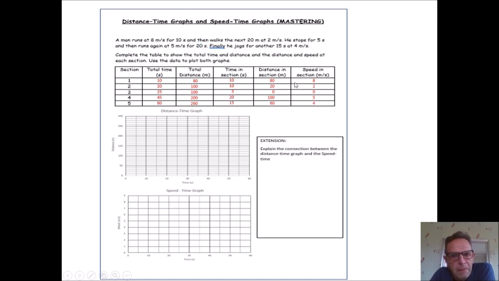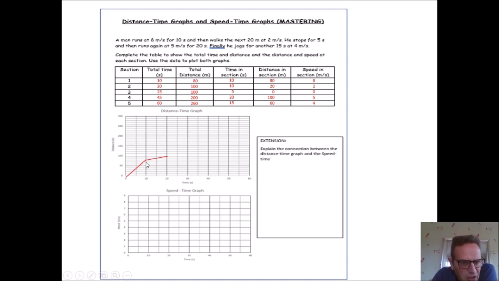Then he jogs for 15 seconds at 4 metres per second. So this is another 15 seconds, so we've gone from 45 to 60 seconds. He will have gone 60 metres, so he's now 260 metres away from the start. 15 seconds for that section. He's gone 60 metres, and that means he's doing 4 metres per second, because it's told you 4 metres per second. You can then take all that data, and we've got the total time and the total distance, so these numbers are what plot onto our graph, and the graph should look like this.